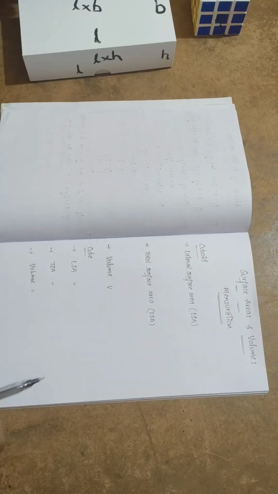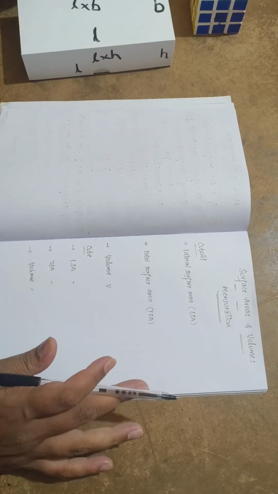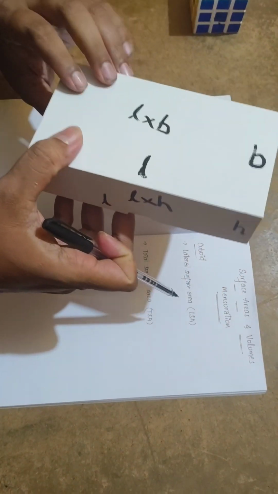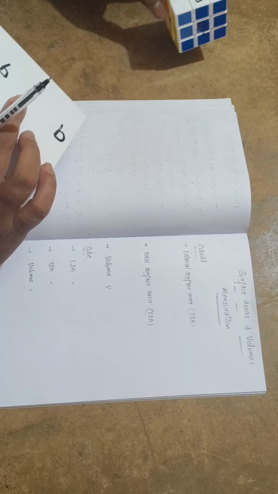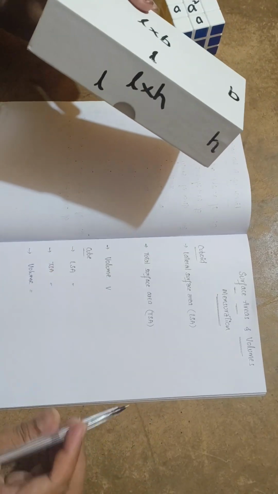Now let us move on to the derivation of surface areas and volumes of cube. Alright, I have got it ready for you on paper. Now we shall use this cuboid and the cube to get the derivations right. Okay, so first let us take the cuboid here.